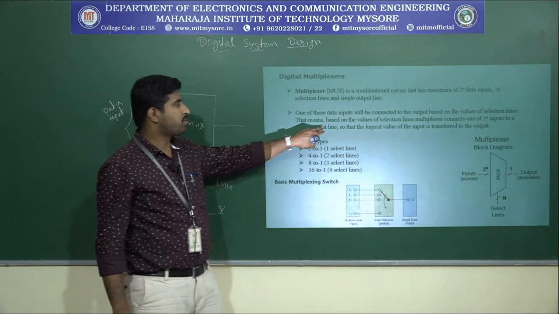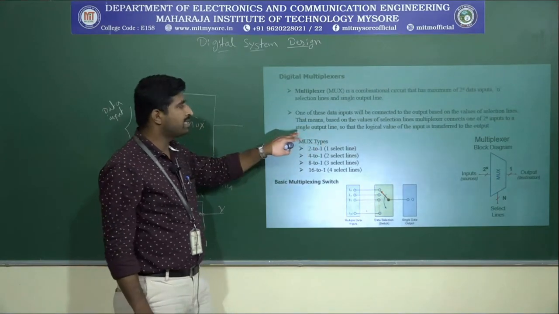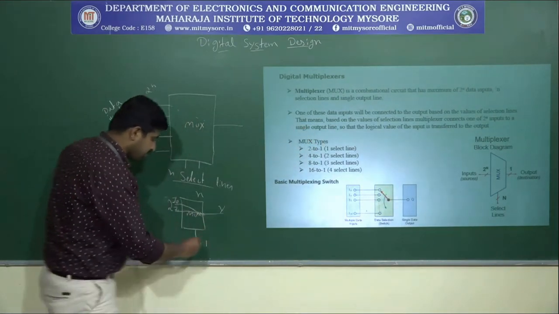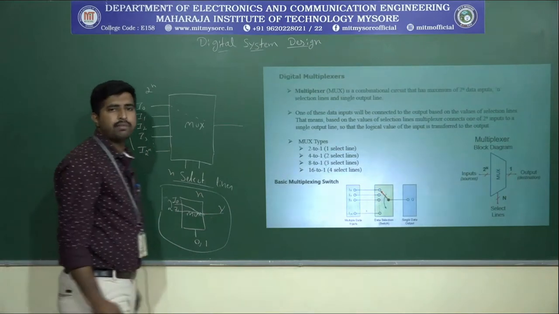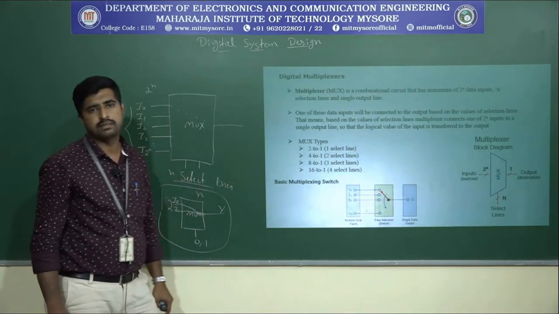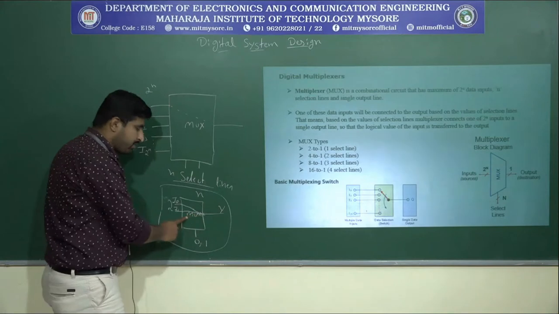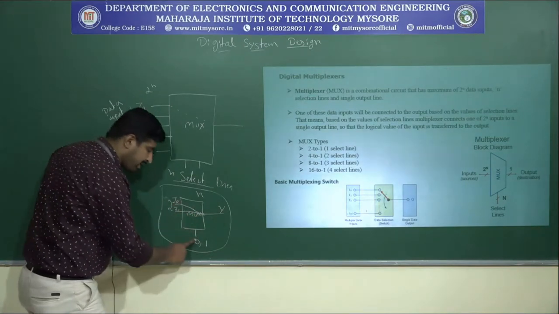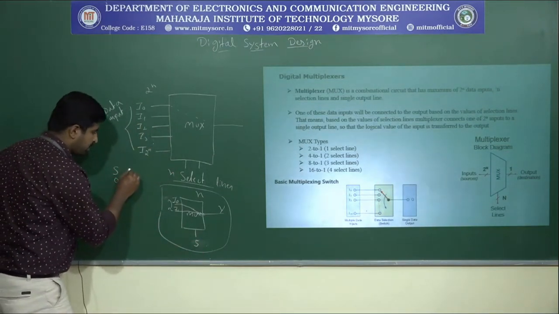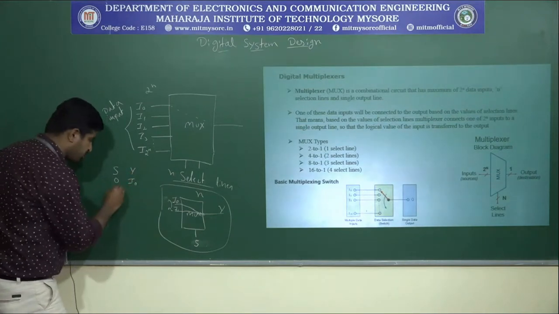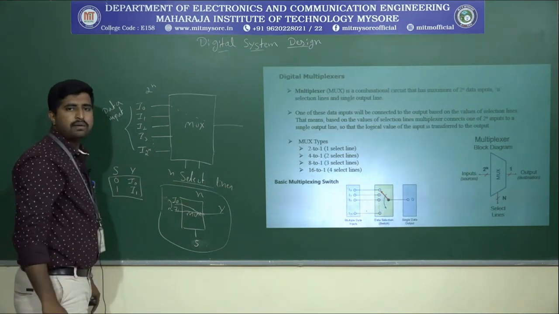So based on the values of the select lines, the multiplexer connects one of the 2 to the power of n inputs to a single output line. For example, there is a 2:1 multiplexer, or as we call it, a 2:1 mux. A 2:1 mux has 2 inputs and 1 output. How many select lines are needed? Since we have 2 inputs, only 1 select line is enough. According to the S value, if S equals 0, then Y will be I0. If S equals 1, then Y will be I1. This is the operation of a 2:1 mux.